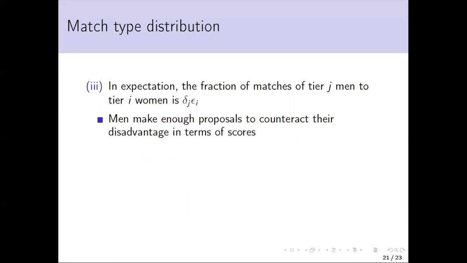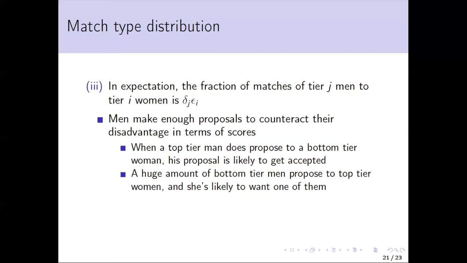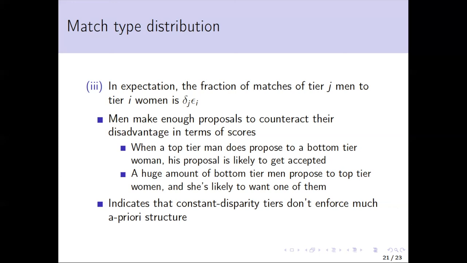And again, we want to emphasize that the intuition behind this result is that lower tier men, or men of worse quality, will make more proposals in order to get accepted. And on the other hand, each of the proposals is also less likely to be the favorite. So these two effects exactly counteract each other. Specifically, for example, a top tier man is less likely to propose to a bottom tier woman, but if he does so, his proposal is more likely to win. And on the other hand, we will have a huge amount of bottom tier men proposing to top tier women, and those women are likely to take maybe at least one of those men. This result indicates that our model of constant disparity tiers of quality, in fact, does not enforce much a priori structure on the resulting match type.